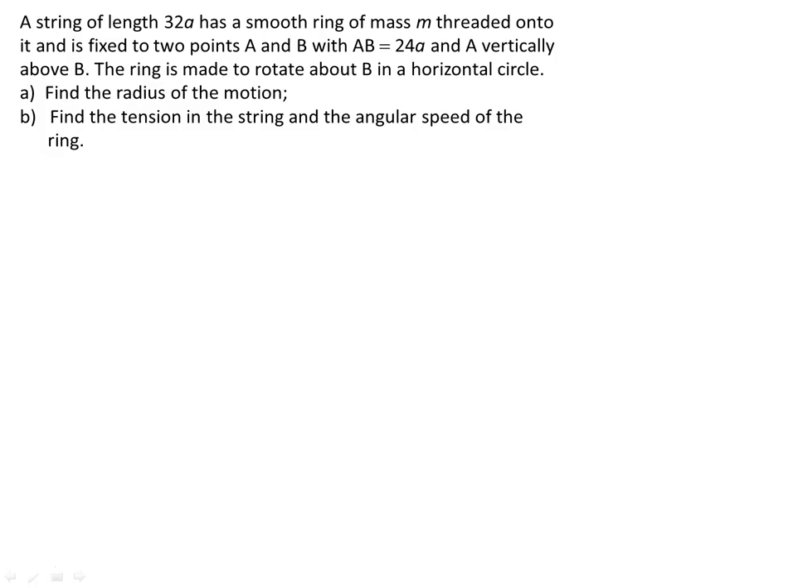Our final example: we have a string of length 32a, which has a smooth ring of mass m threaded onto it, and is fixed to 2 points A and B, with AB equal to 24a and A vertically above B. The ring is made to rotate about B in a horizontal circle. We've got to find the radius of the motion, and we've also got to find the tension in the string and the angular speed of the ring.